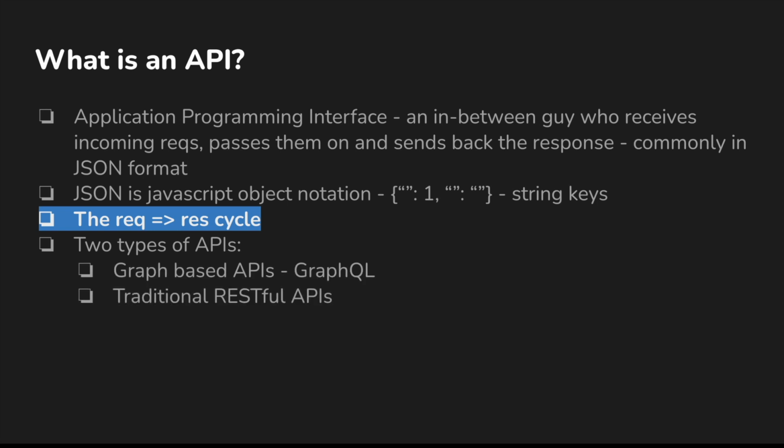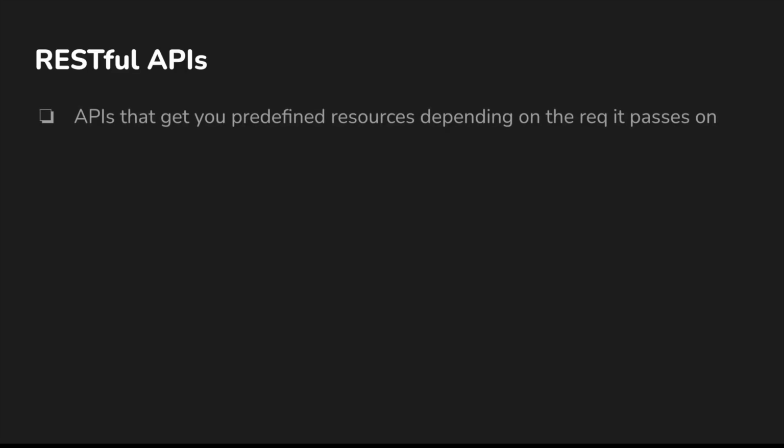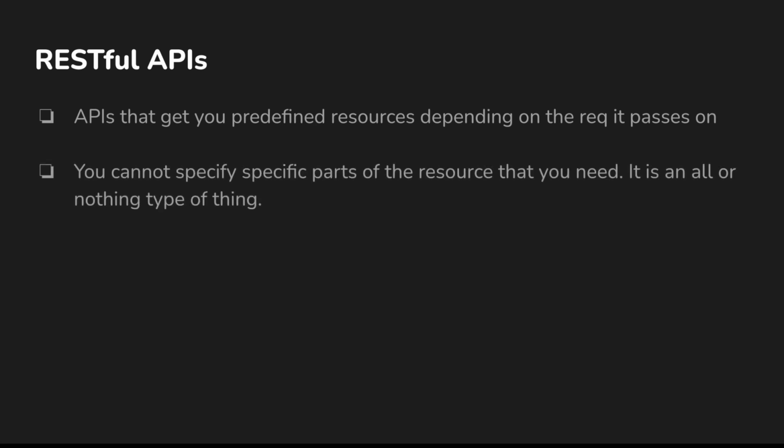There are two types of APIs: graph-based APIs, GraphQL, and traditional RESTful APIs, which are more common as of the moment. The focus for this is on RESTful APIs because that's what we will be consuming to illustrate how to use Flutter's HTTP package. RESTful APIs are just a type of API that will get you predefined resources depending on the request that it has received. You cannot specify specific parts of that resource that it will send back to you. So it is an all or nothing type of thing.